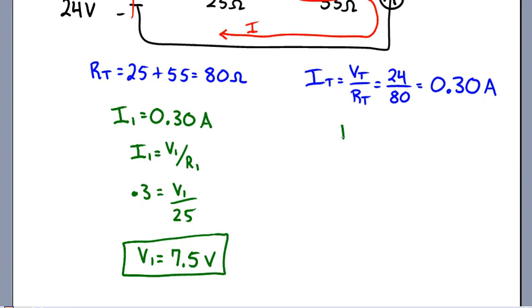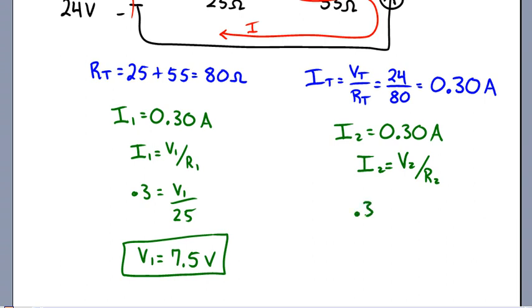For resistor number 2, it's on that main wire. It's a series circuit, so it's going to be 0.3 amps. I'm going to go to Ohm's law and say, you know what, current 2 is equal to voltage drop 2 divided by resistance 2. So 0.3 is equal to the amount of voltage we're going to drop there divided by the 55. Not really surprised here at all. I knew it was going to add up to 24, and sure enough, the math cooperates. And it says, yeah, this one's going to drop 16.5 volts.